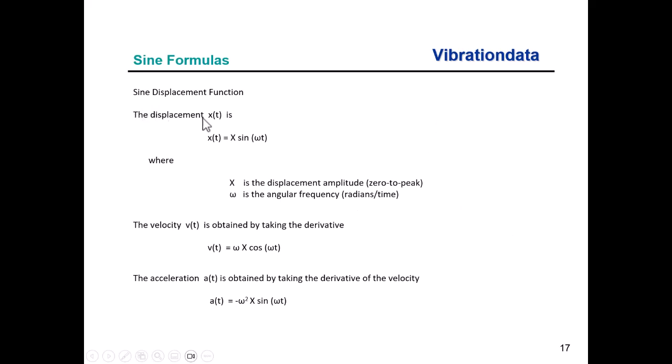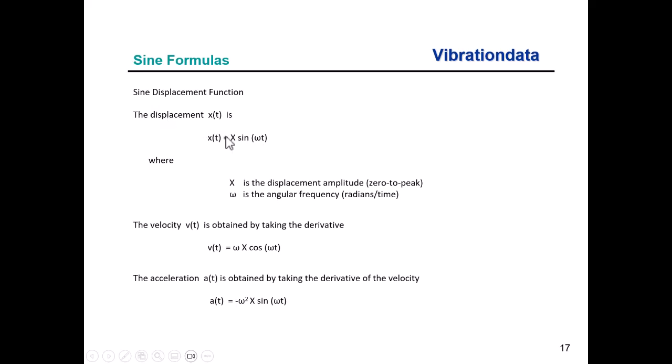So let's take a sine displacement function. X is a function of time. Now x is going to be the displacement amplitude, and we'll make it 0 to peak. Then the sine function, the argument, omega is the angular frequency, radians per time. It's typically going to be radians per second in our world. And then we have t, the time variable there.